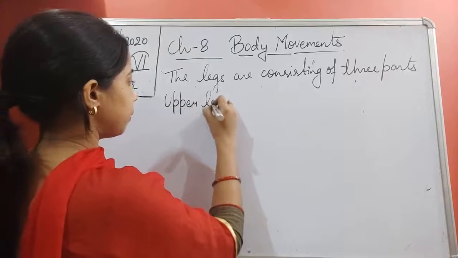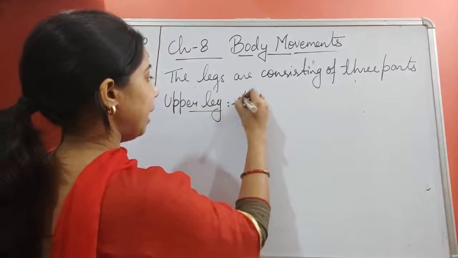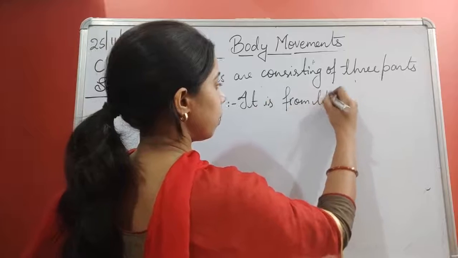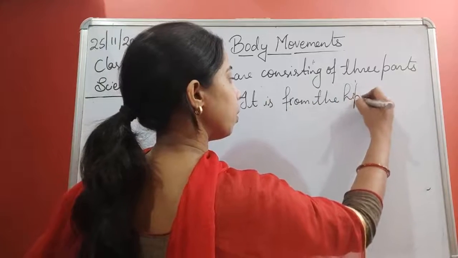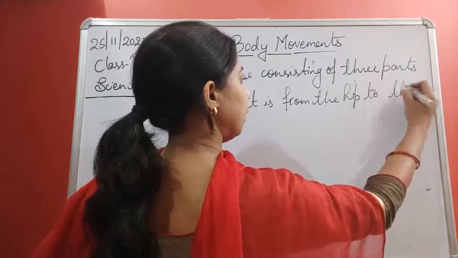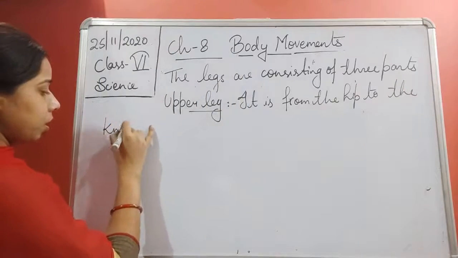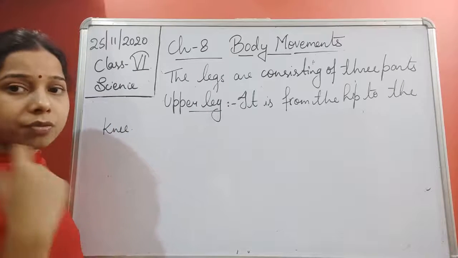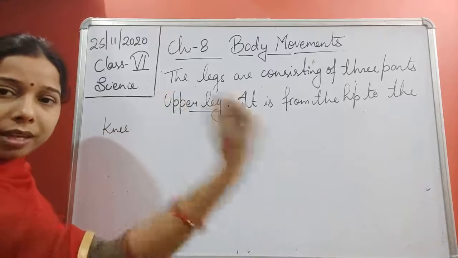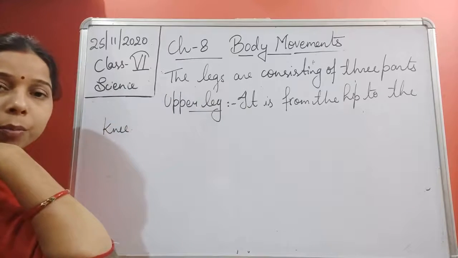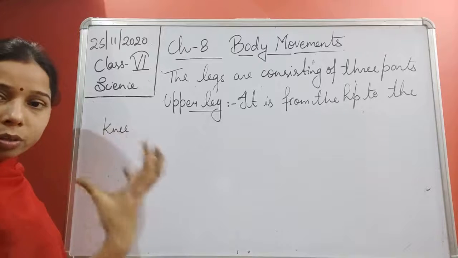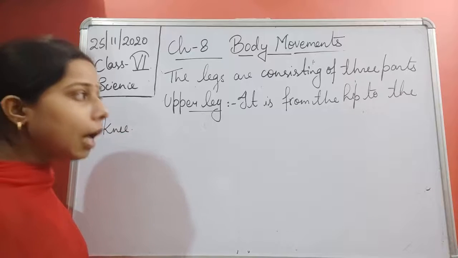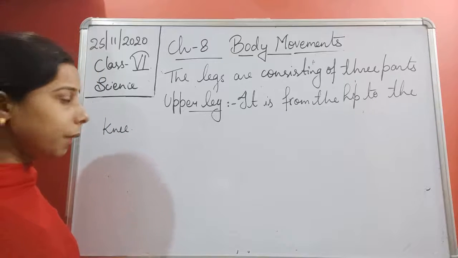So the upper leg is from the hip to the knee. Like we have seen in the case of the upper arm, it is from the shoulder to the elbow. The elbow is that part which we can move. It's a kind of joint where the two parts of the arm join together. The same thing here also. The upper leg is from the hip to the knee.